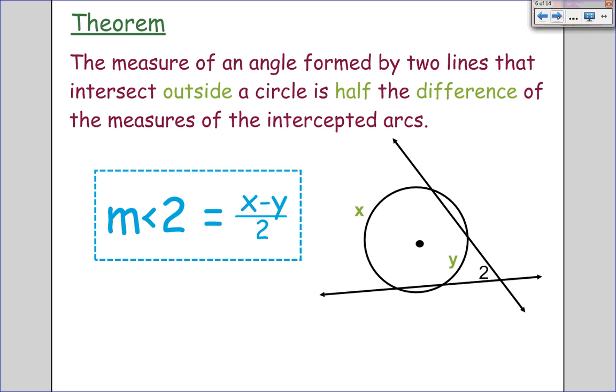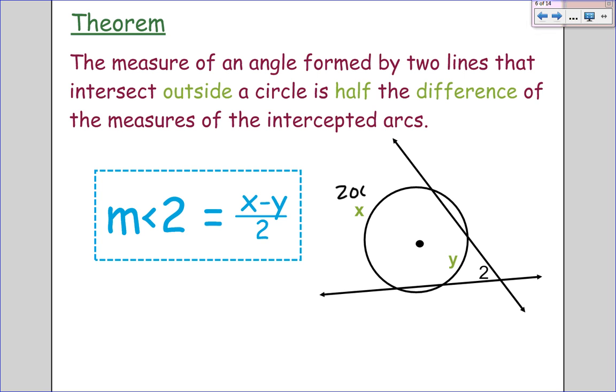All right, next, we know that the measure of an angle formed by two lines that intersect outside of a circle, so notice the angle is on the outside of the circle now, is half the difference of the measures of the intercepted arcs. So this angle will be half of the difference. So instead of adding now, I'm subtracting, and you always want to put the big arc first. So big arc minus little arc divided by 2 equals the angle.